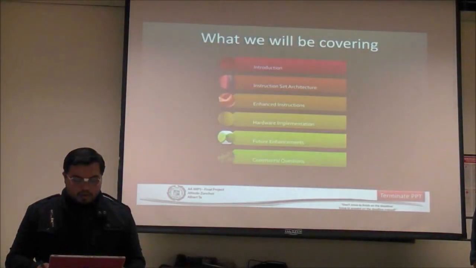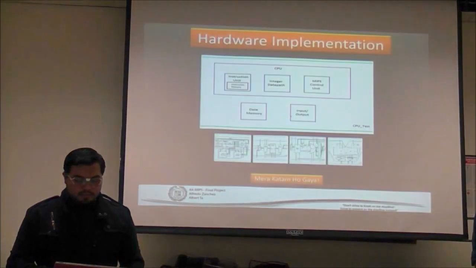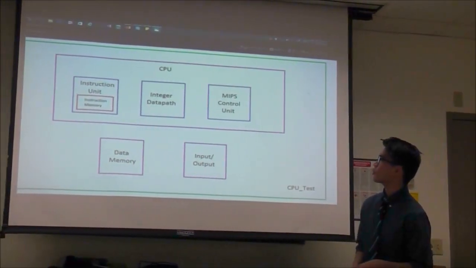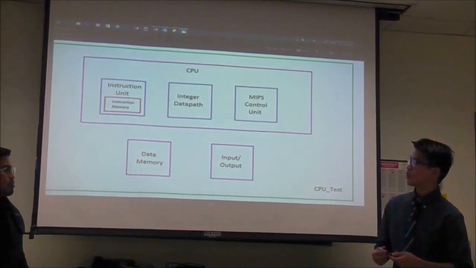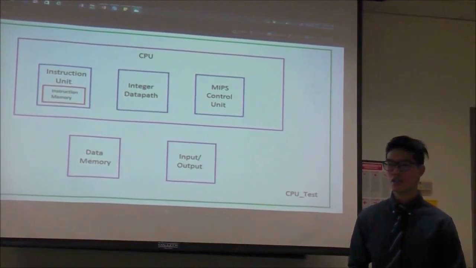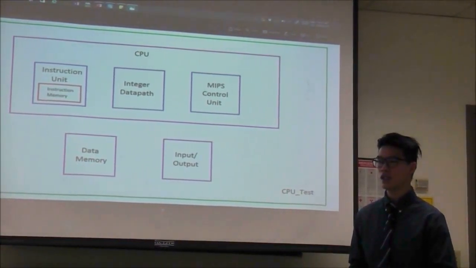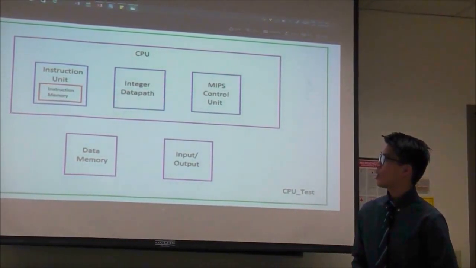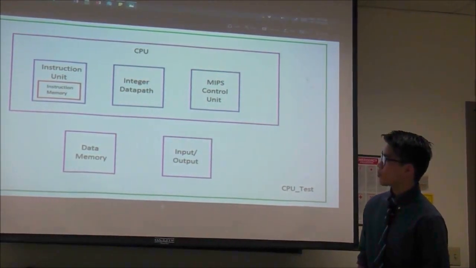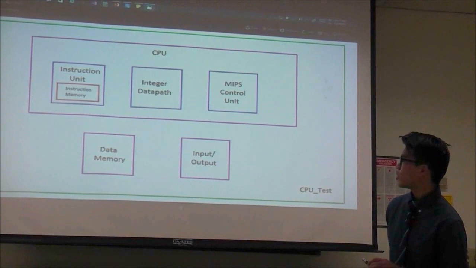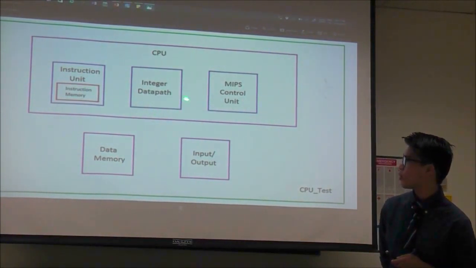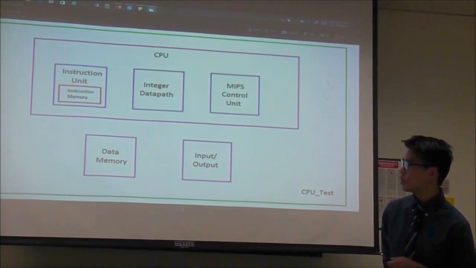Now moving on to the hardware implementation. For the hardware implementation, we're just showing the block diagrams to give you a general idea of what we did in our code. So this is the overall design. We have the overall CPU, which includes the instruction unit, integer data path, and MIPS control unit.